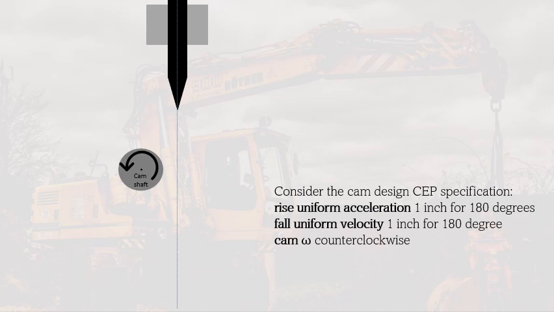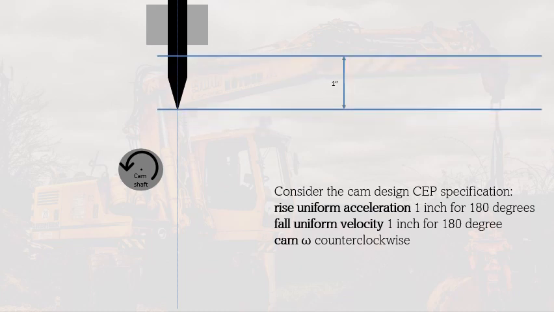And we will have the rise of uniform acceleration, 1 inch for 180 degrees, to illustrate the third motion. And the second part is the fall, uniform velocity, 1 inch for 180 degrees, to complete the whole rotation of this design. The rotation of the cam is counterclockwise, as you can see. So the first step is to draw the displacement diagram. And then we're going to measure 1 inch from the bottom of the knife to the top.